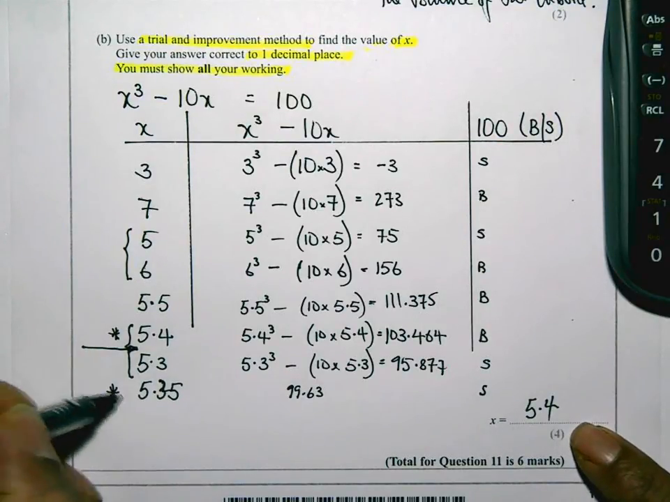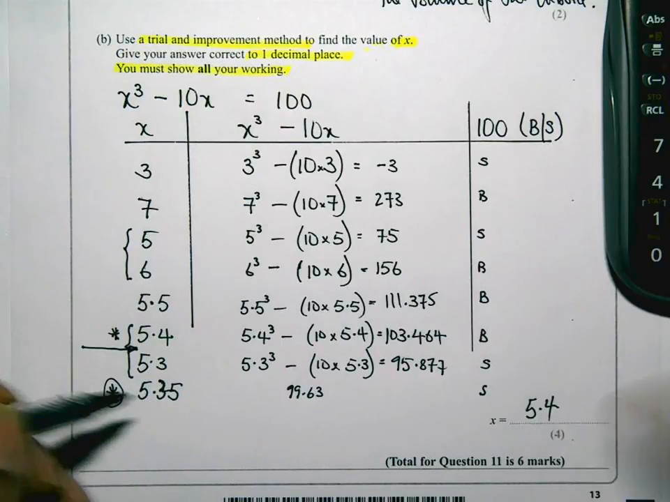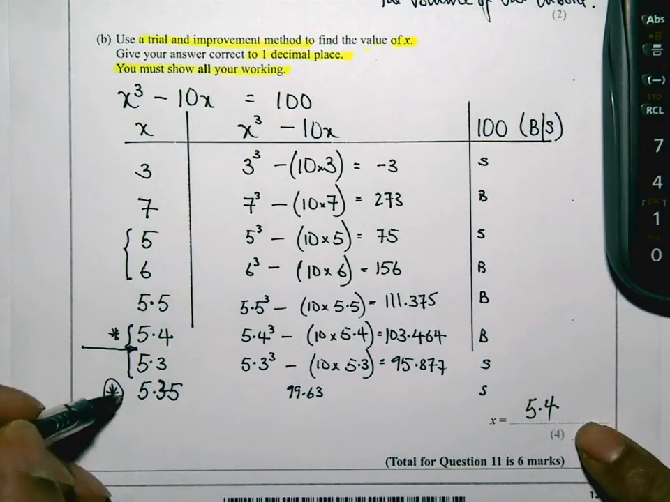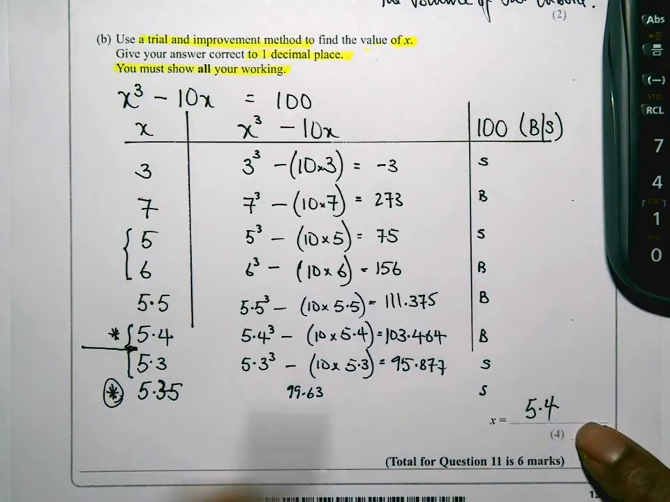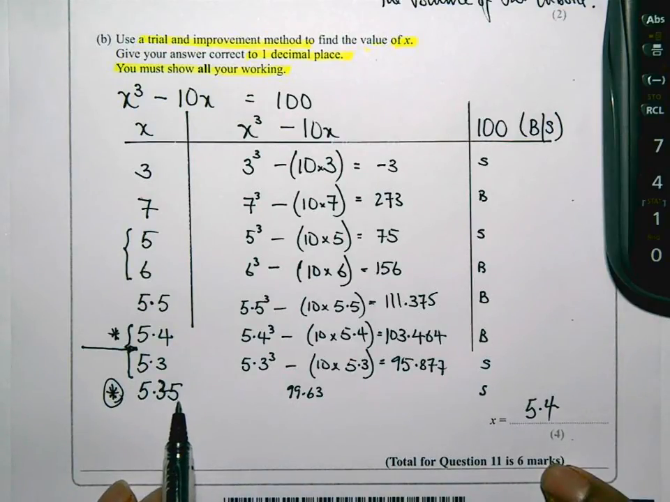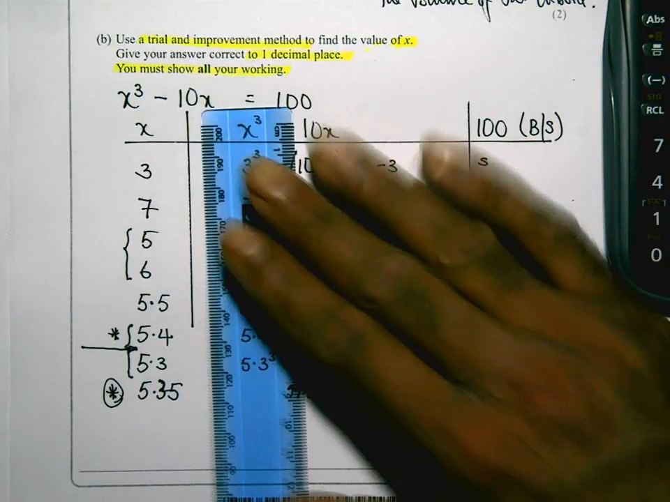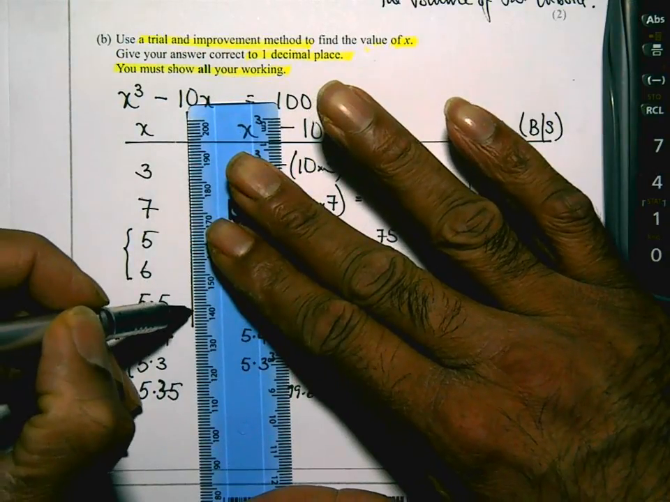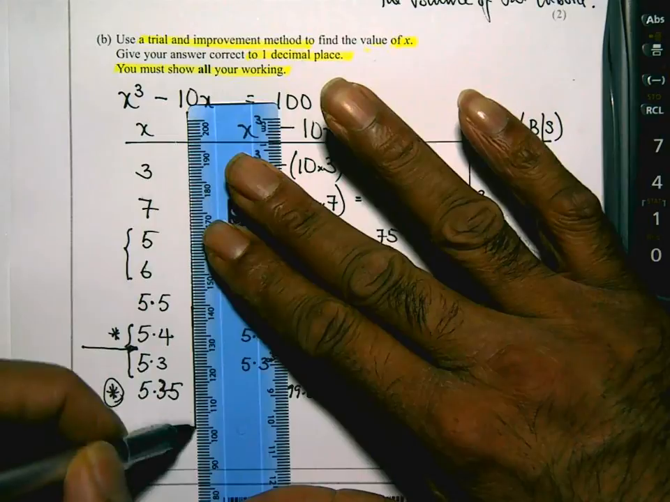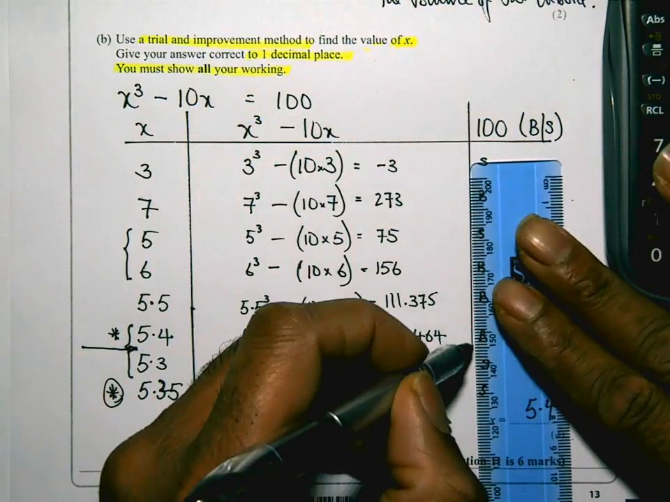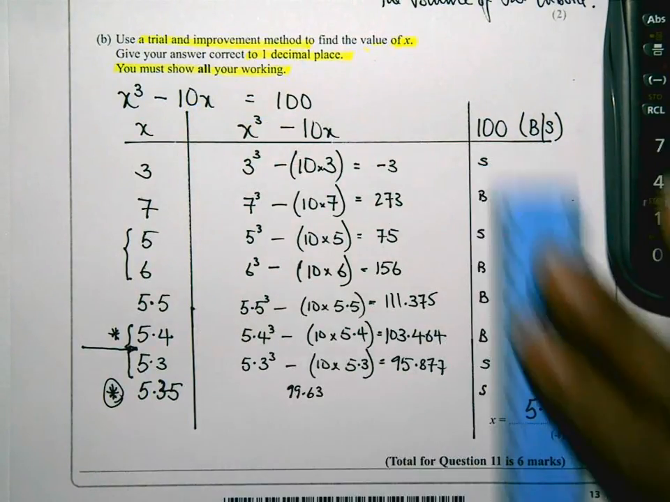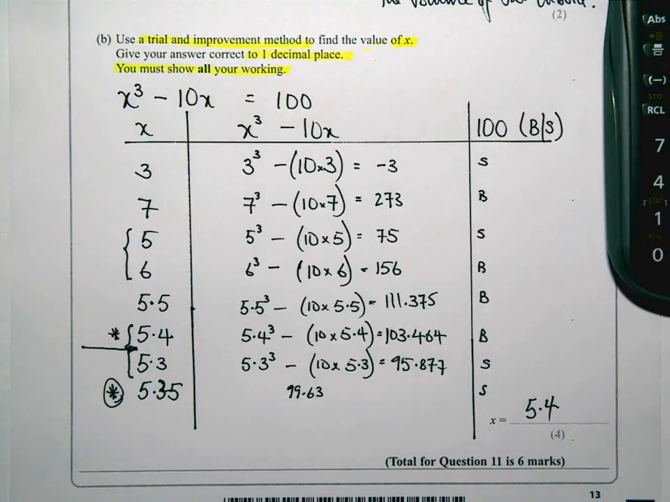If you don't do this line here, don't show that you've tried 5.35, you'll only get 5 out of the 6 marks. So make sure you try this last bit here. I'm just going to extend my lines downwards because I did do quite a few trials here. And this is quite a unique trial and improvement question, right? Because normally they do give you starting points. If you take your time with it, you should be able to get full marks. Go over this a couple of times and make sure you are able to do it and get full marks in it.